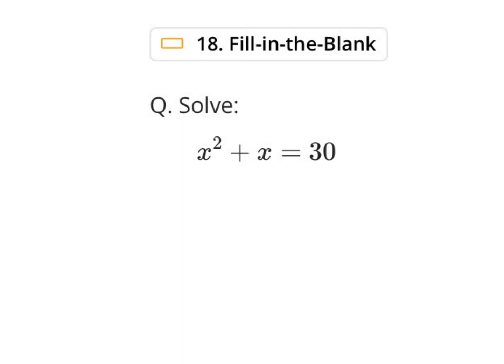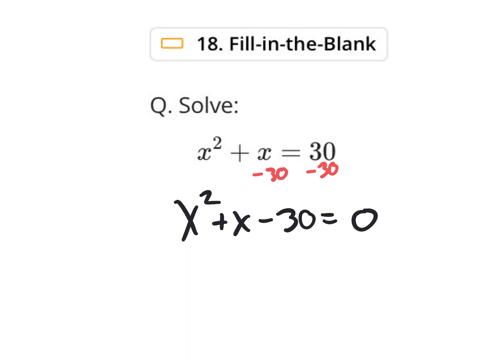Solve. And once again, whenever you're going to solve, doesn't matter if you're using the quadratic formula or if you want to attempt to factor, split, and solve, please set it equal to 0. Subtract 30, rewrite it. X squared plus x minus 30 equals 0.